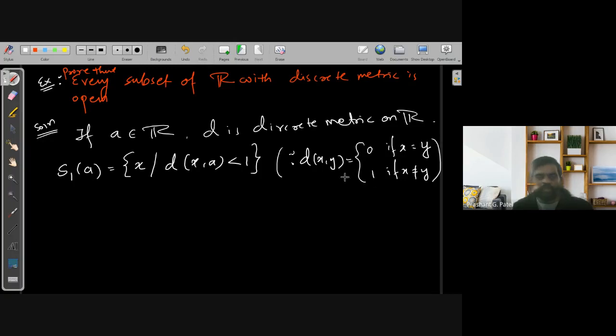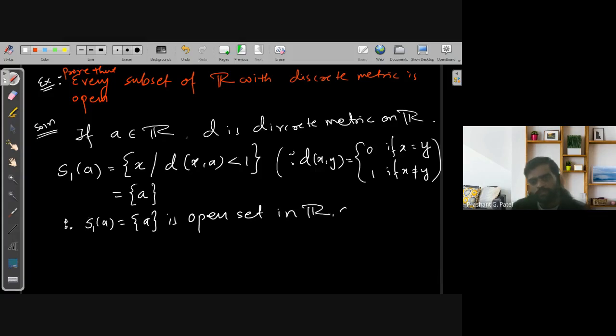So as per this argument, how many points does this contain? It only contains 1 point, that is the center of that set. Because if the distance is less than 1, only one possibility is there, 0. That's why x is equal to a. And we know that this open sphere is always an open set. So we can say that S1 of a, which is equal to the singleton {a}, is an open set in R with the discrete metric d.